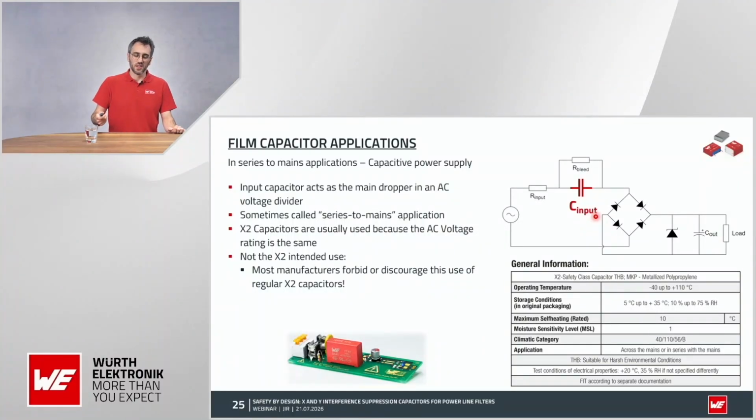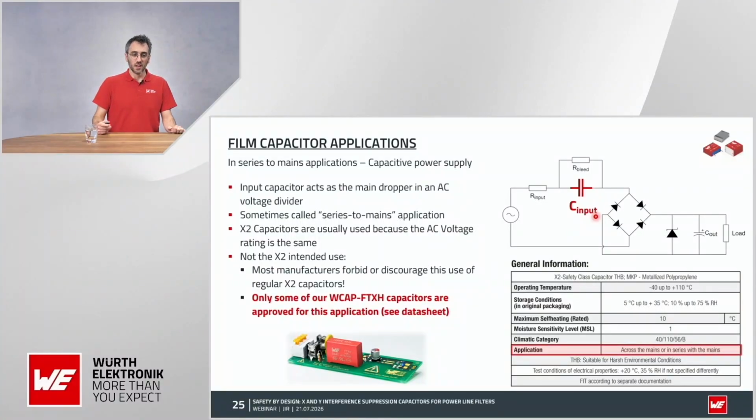So as I said, most of the regular X2 capacitors are not recommended to be used in this application for the reasons I mentioned, but some manufacturers, mostly in the THB type of film capacitors, we include sometimes an exception and approve the application. As you can see in this commentary on our datasheet of FTXH THB capacitors. In some of them, not all of them, we give the approval for use in this kind of applications. So always check the datasheet. You will find this table in the first page.